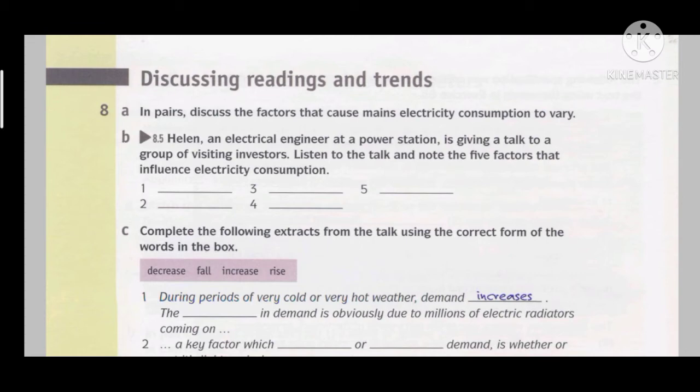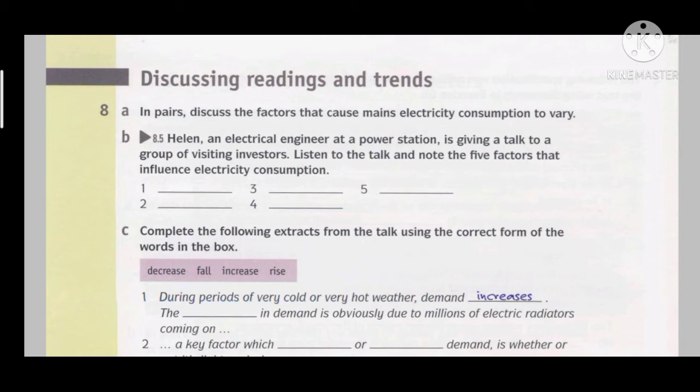Okay. So now, what are the 5 factors that influence electricity consumption? Number 1, she talked about temperature, the weather. So temperature. If it's cold, we are going to use radiators. If it's hot, we are going to use air conditioning.